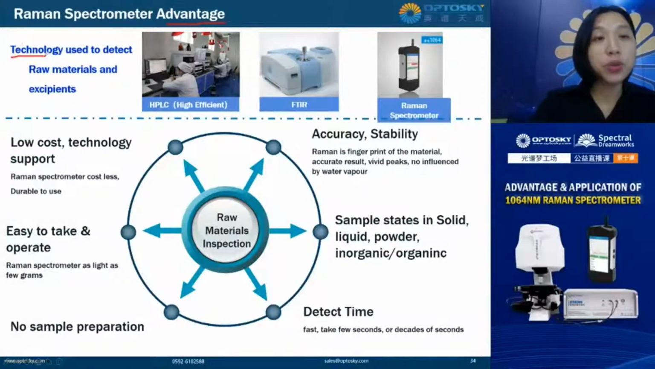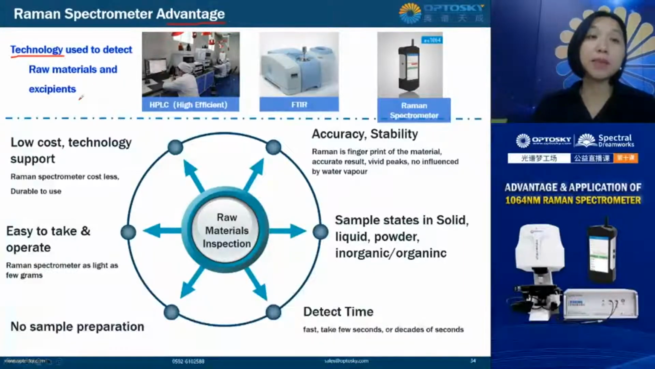Here we introduce 3 technologies to detect raw material and excipients. In a pharmaceutical factory, we not only have a Raman spectrometer, we also have HPLC. You can see this is the HPLC. Usually you can see these instruments lying down, and many workers operating to make an inspection. And we also have the FTIR and the Raman spectrometers.